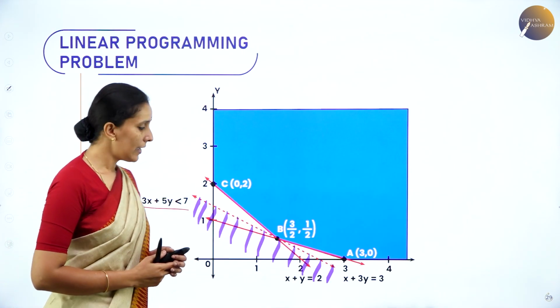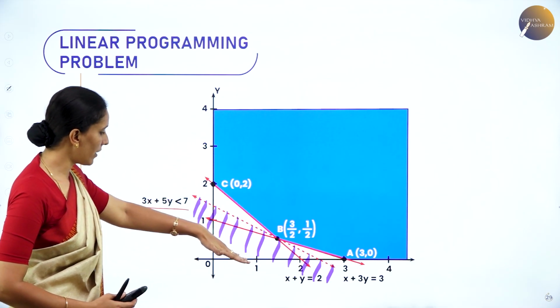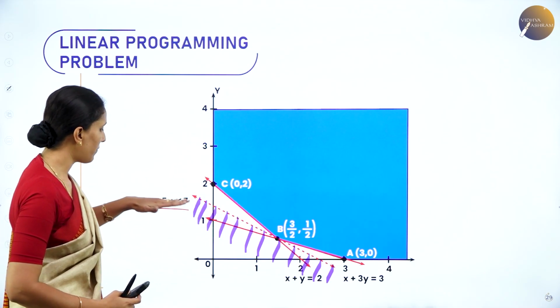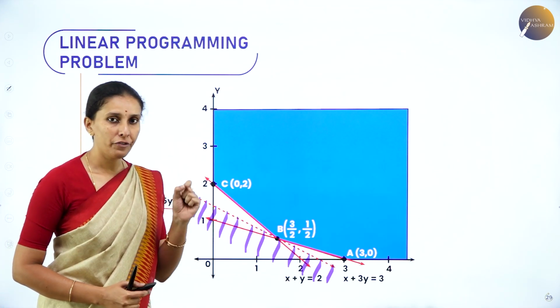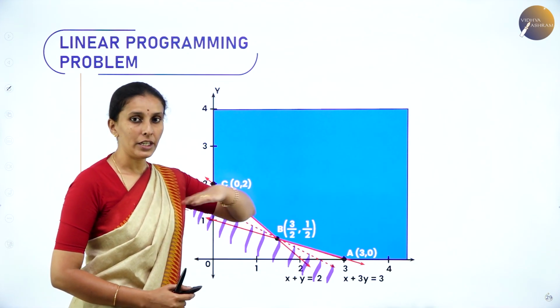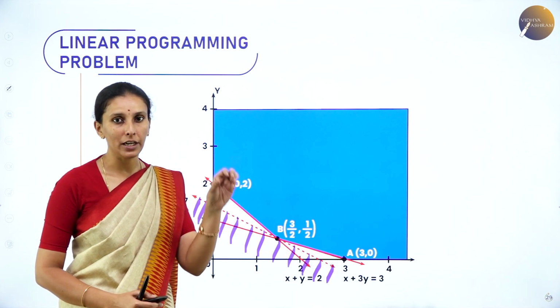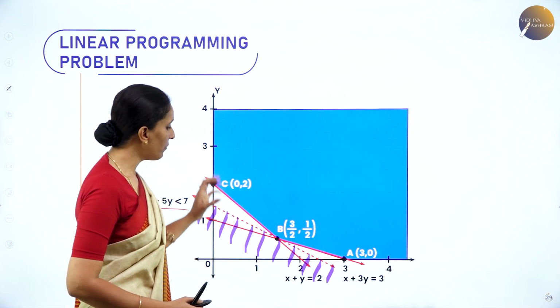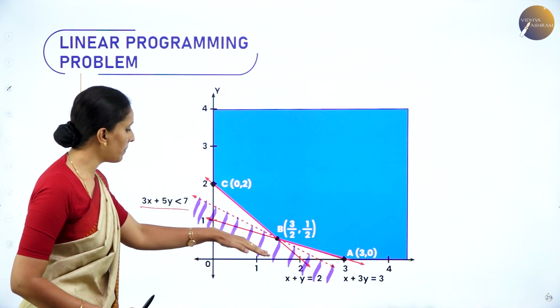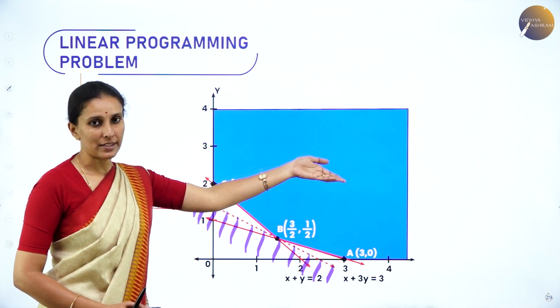Now you can clearly see the feasible region does not intersect with the region which is 3x plus 5y less than 7. When any point of this line intersects with the region, then there is no maximum or minimum value for the given linear objective function. So you have to recognize whether the feasible region of the third constraint is intersecting with my feasible region.